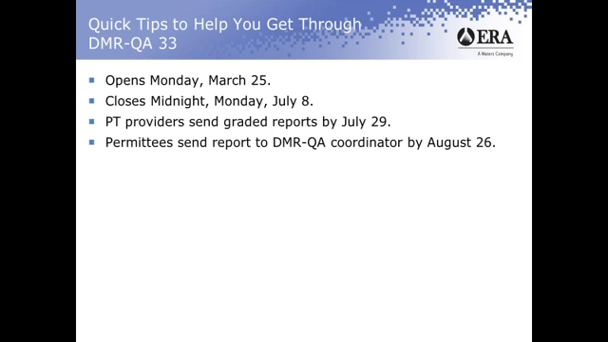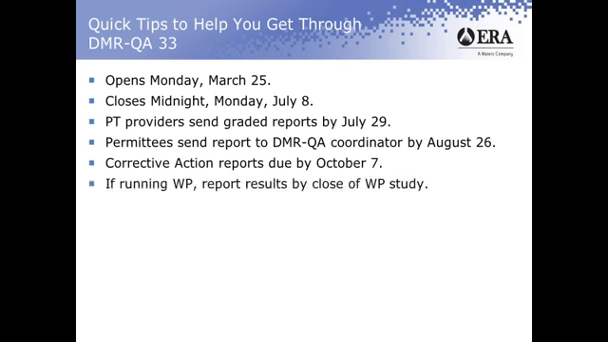The permittees are then required to send their final report to the DMR QA coordinator by August the 26th. Corrective action reports, if those are necessary, are due by October the 7th. A few logistics behind the DMR QA study.